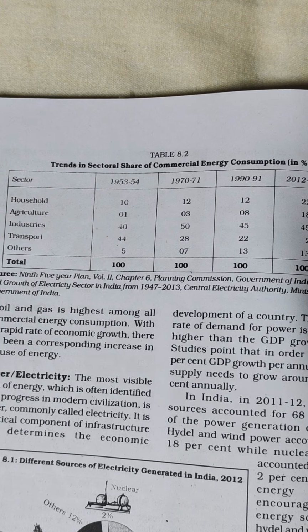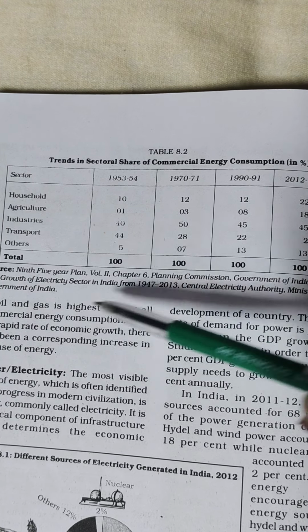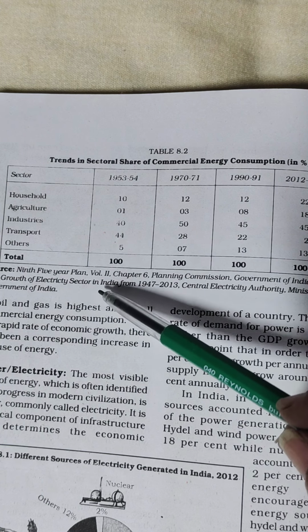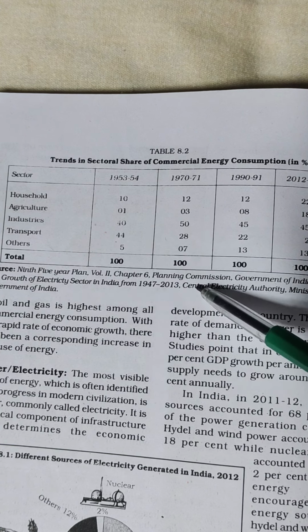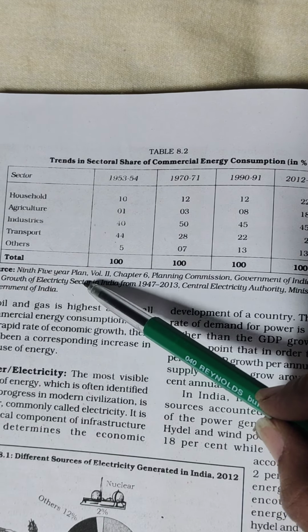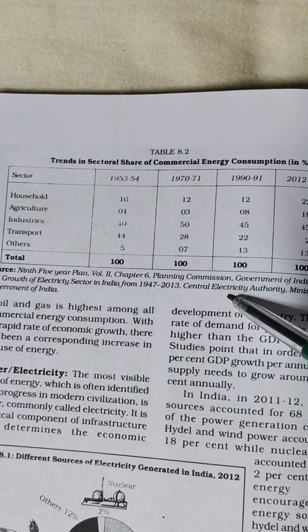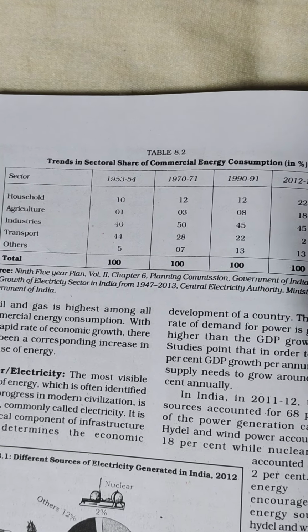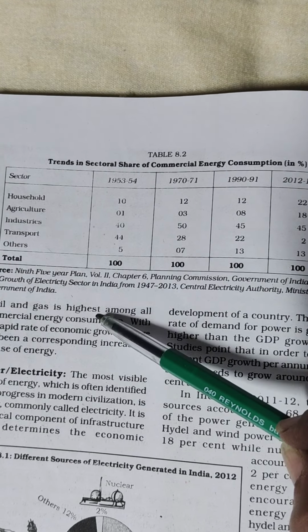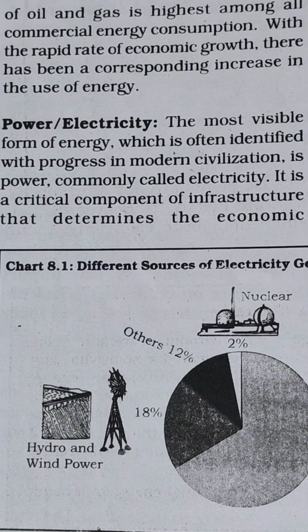Okay, is that right? So, footnote of the table, you know from where it has taken the source. 9th 5-year plan, Volume 2, Chapter 6, Planning Commission, Government of India, New Delhi, and Growth of Electricity Sector in India from 1947 to 2013, Central Electricity Authority, Ministry of Power, Government of India. Okay, now we come to the next one.